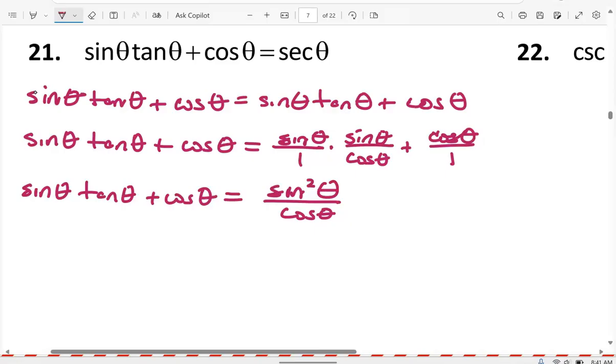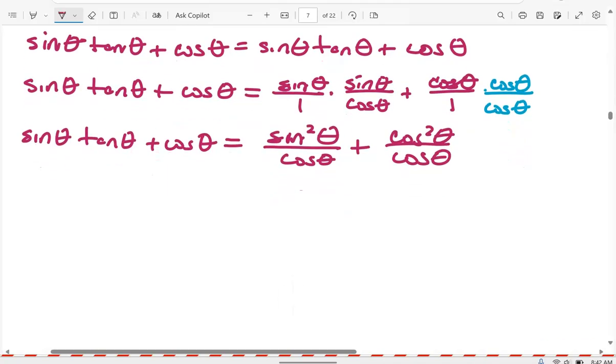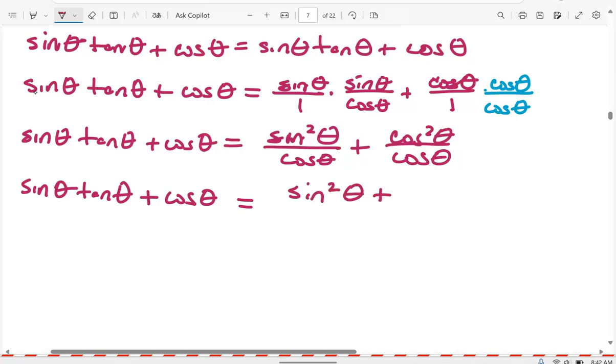Now, if we're going to add that second fraction to it, we're going to need a common denominator. So I'm going to multiply by cosine of theta over cosine of theta to get a common denominator. And that will give us cosine squared of theta divided by cosine of theta. I'm going to leave the left side of this equation alone. And then on the right side, since we have fractions with a common denominator, we can simply add the numerators and keep the denominator.